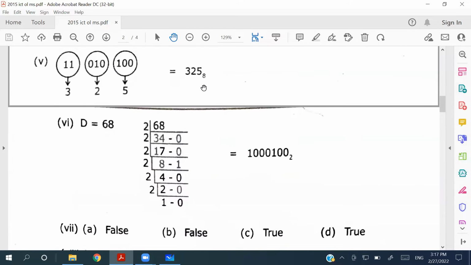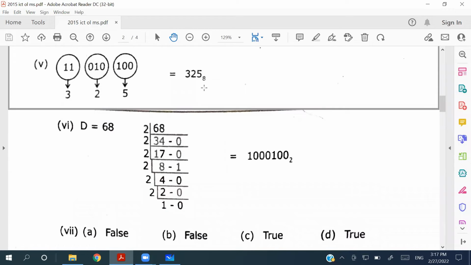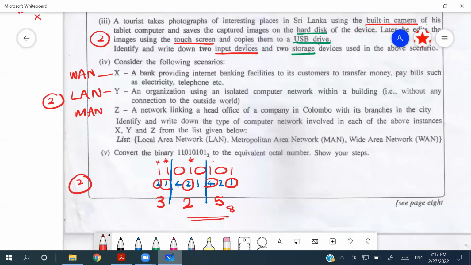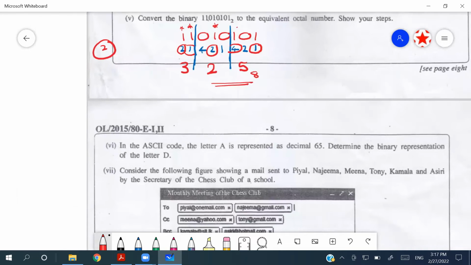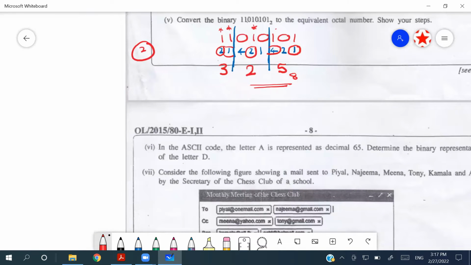So for part D, they are talking about converting what? Let me see. In an ASCII code, the letter A is represented as decimal 65. Determine the binary representation of letter D. So it says letter A is represented by 65.